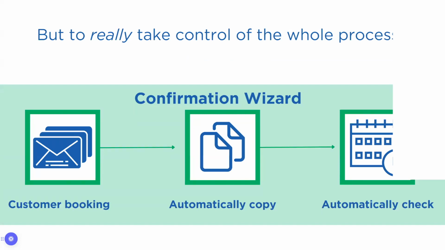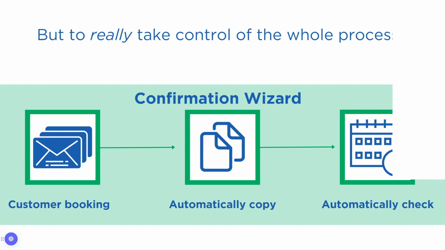But to really take control of the whole process, we've actually created a solution which we call a confirmation wizard. So this actually sits on the agent's desktop. Your agent will essentially go through our confirmation wizard and would have the supplier booking portal on one side and their internal booking system or their reservation system also on that same system. And what will happen is it will create a trigger to start the confirmation wizard.